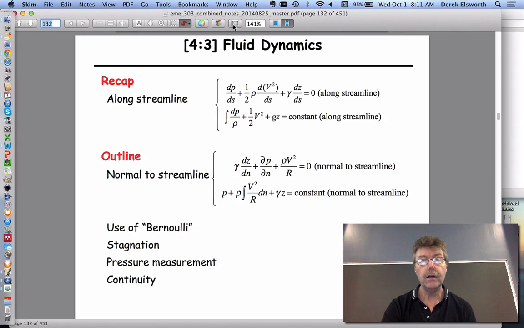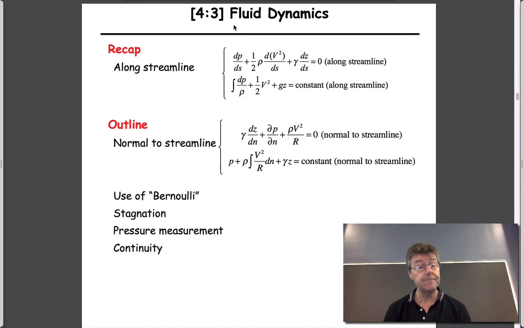If you recall our original statements, so we spent some time talking with these before. Remember that we have two statements for Bernoulli. One was a differential one, which is equal to 0 along a streamline. And one is the integrated form, which we've generally used. So we've generally used this second one and not the first. And likewise, normal to the streamline, we have a differential relationship and also the integrated one. The difference between one is equal to 0 and one's constant.